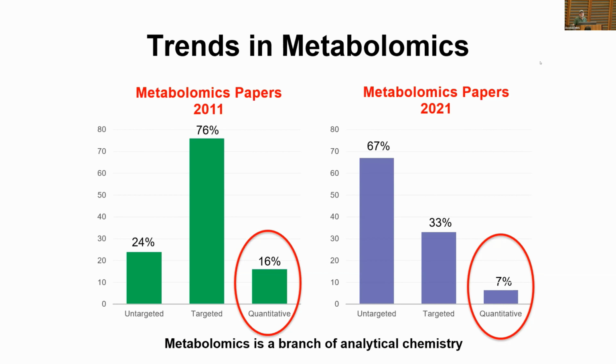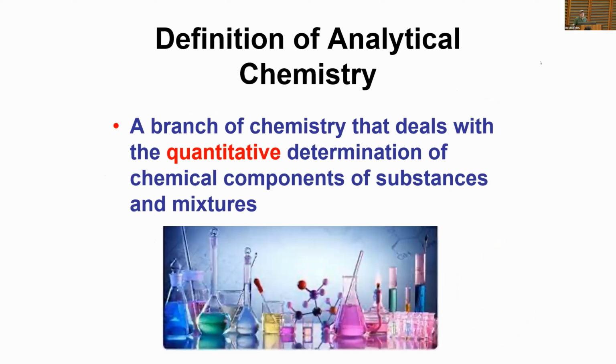We're doing less quantitation overall as a community. We seem to forget the fundamental definition of analytical chemistry. It is a branch of chemistry that deals with the quantitative determination of chemical components of substances and mixtures. This is why we measure things in moles and molar units. It's why we measure pH and absorbance.